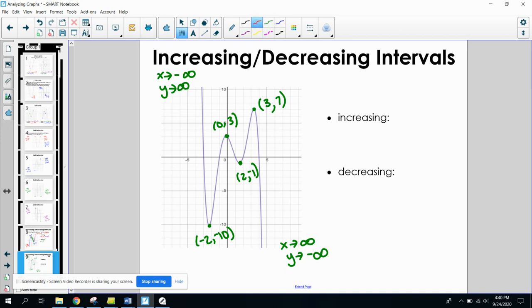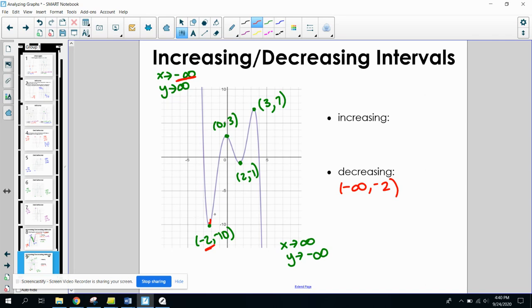So again, we're going to start from the left. Always start from the left. The first piece of my graph goes down. It's decreasing. Let me erase that so you don't get confused. But the first piece of my graph is decreasing. So we're decreasing from this x value to this x value. So it's decreasing from -infinity to -2. Okay, that's the x values.